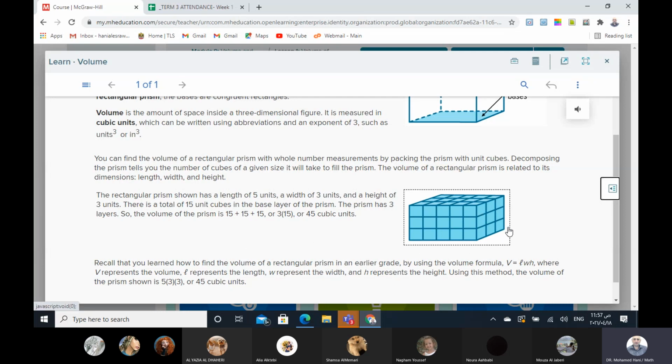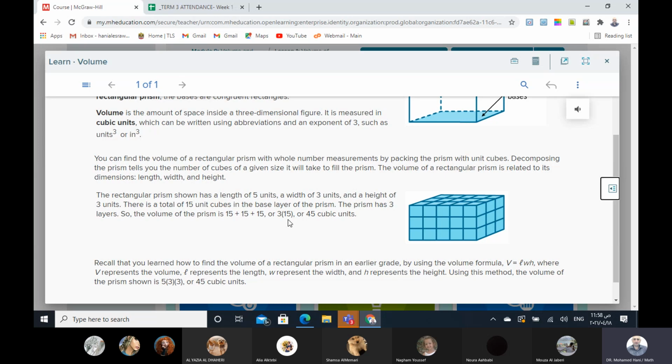So the total is 3 times 5 times 3. So there is a total of 15 unit cubes in the base layer of the prism. The prism has 3 layers. So the volume of the prism will be 15 plus 15 plus 15, or 3 times 15, which will be 45 cubic units. So this is the first method to find the volume.